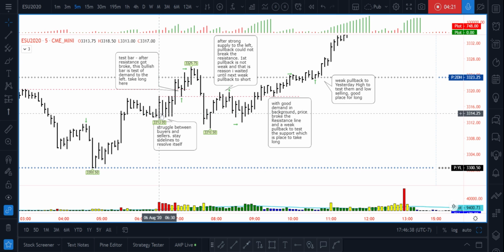Is it buyers winning? Is it sellers winning? When I say buyers, it means demand. When I say sellers, it means supply. We don't know. So we are staying in silence. Let them resolve themselves. And then what happened?